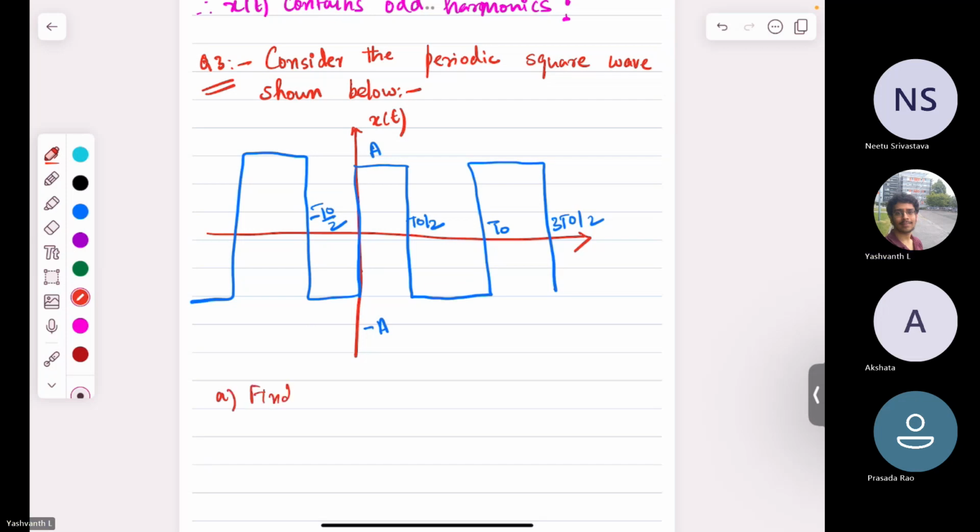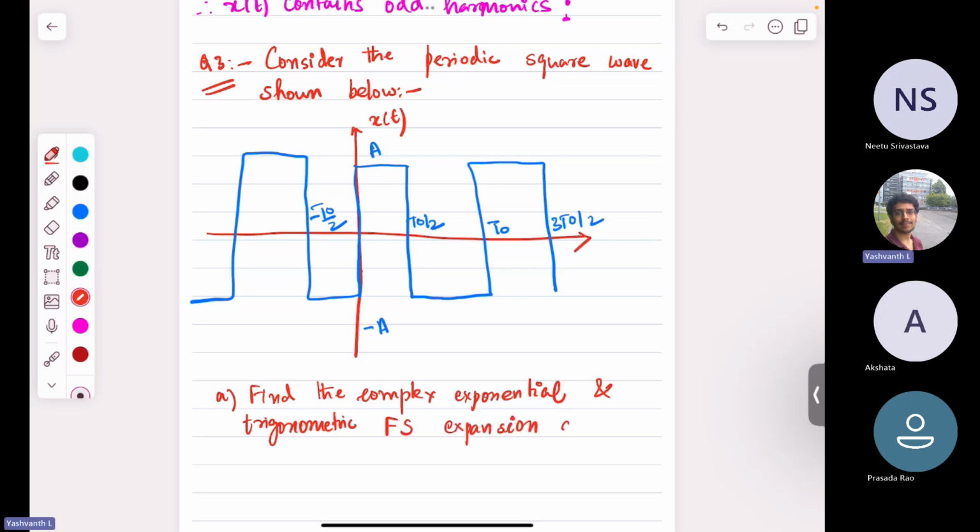find the complex exponential and trigonometric Fourier series expansion of x of t. So what is the main difference?